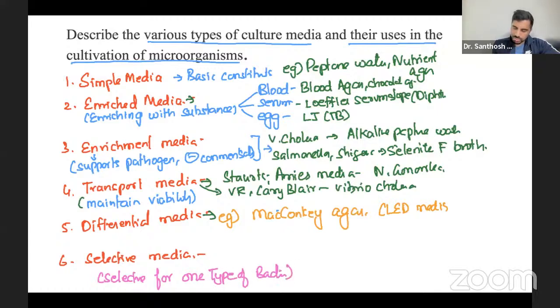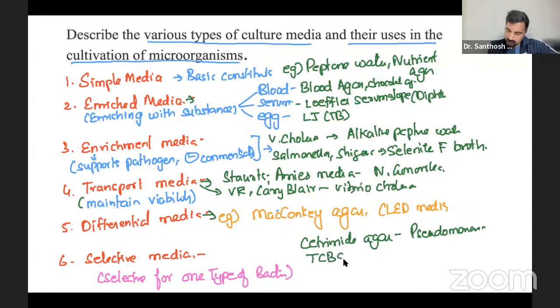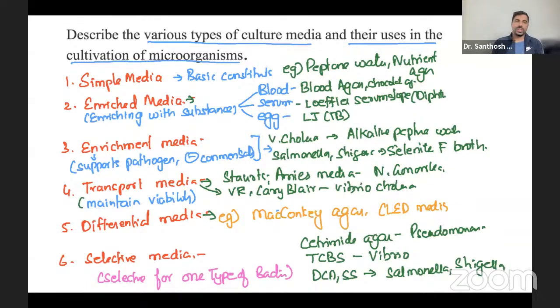For this, many examples are there. We have cetrimide agar for Pseudomonas. Then you have TCBS media for Vibrio cholerae. For Vibrio, we have TCBS media. And also, if you remember, there is DCA, deoxycholate citrate agar, for Salmonella and Shigella. One of the examples. So these are a few examples for selective media.